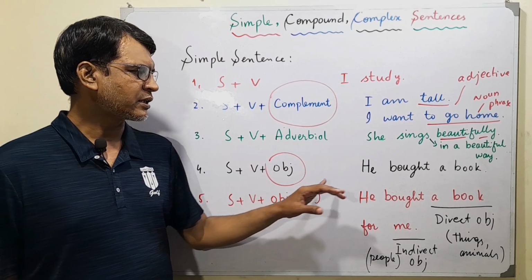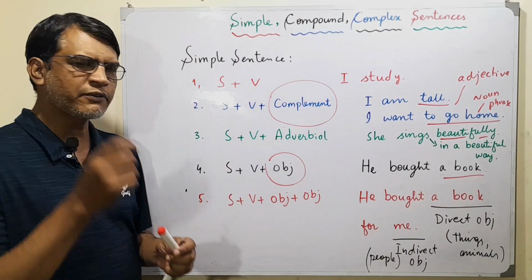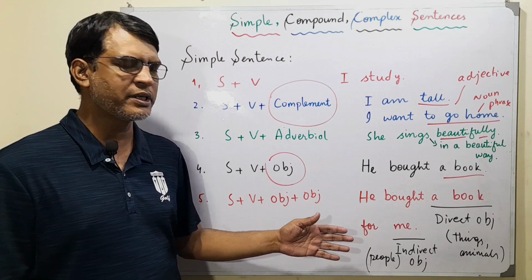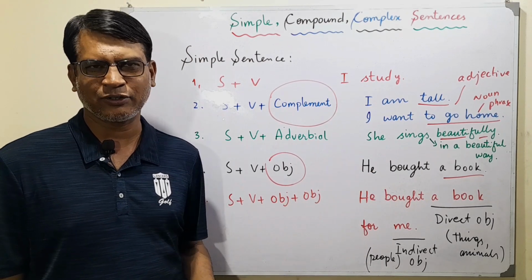Subject plus object: he bought a book. So a book is the object. Subject, verb plus object, where we have two objects, like he bought a book for me. So a book is a direct object and me is an indirect object.